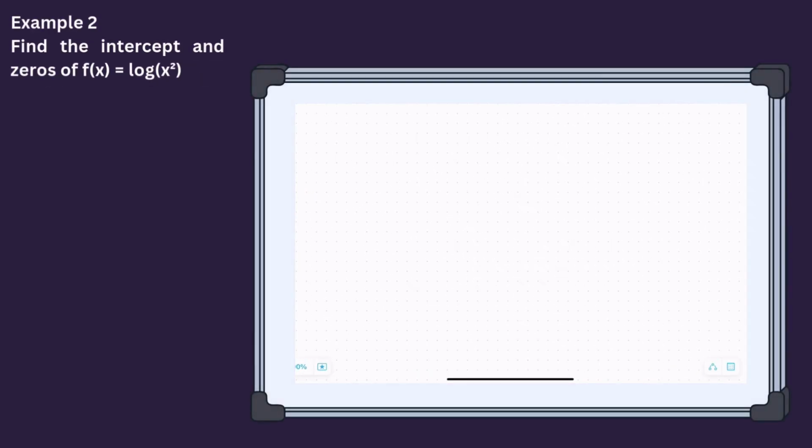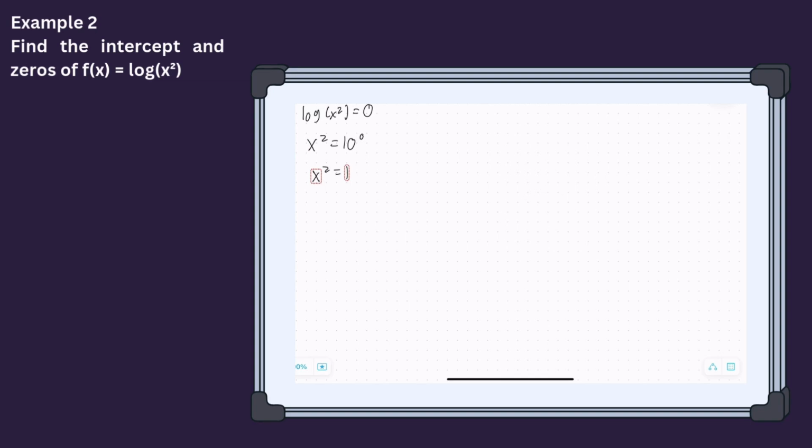We have here example 2. Find the intercept and zeros of f of x equals log of x raised to the power of 2. So step 1, set y equal to 0. Step 2, rewrite it in exponential form. As you recall from example 1, 0 becomes 10 raised to the power of 0, which then becomes 1 because any number raised to the power of 0 equates to 1. So we write it like this: x squared equals 10 raised to the power of 0, which will then become x squared equals 1.